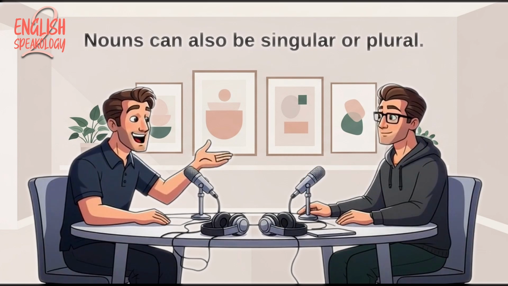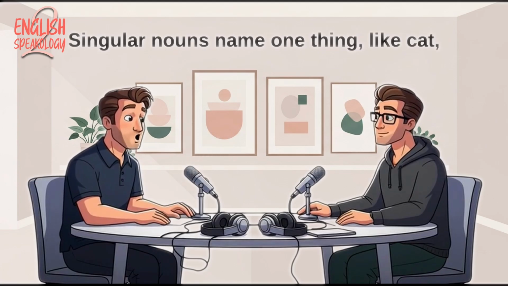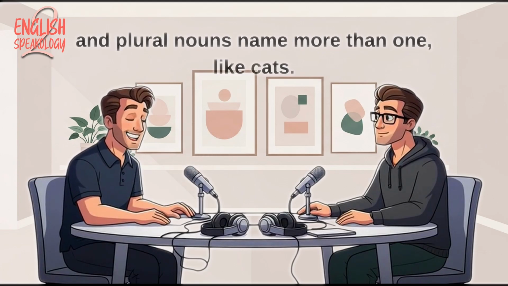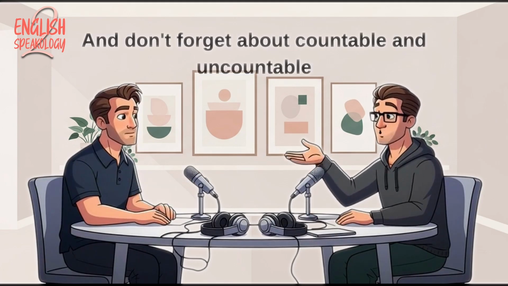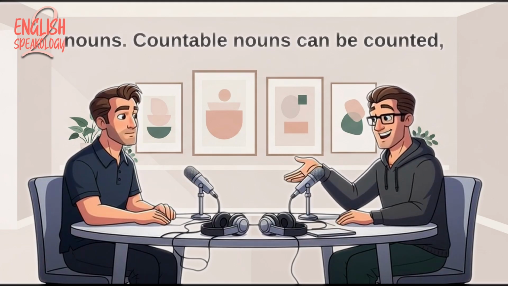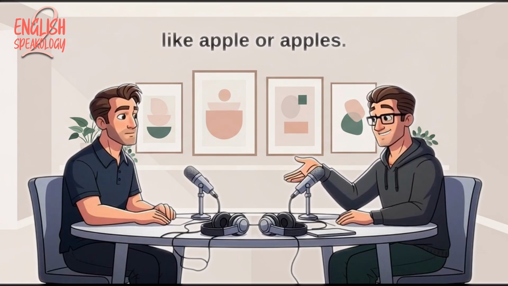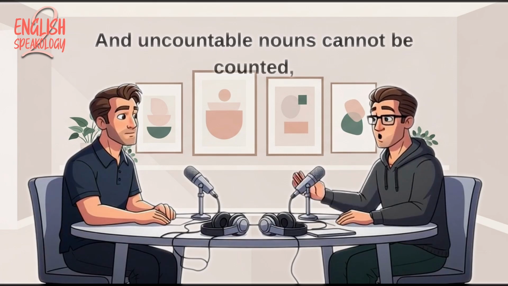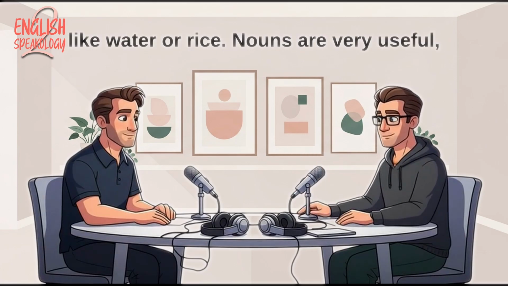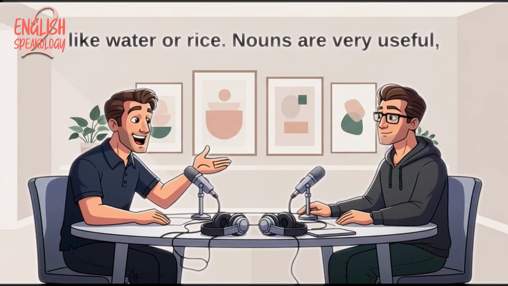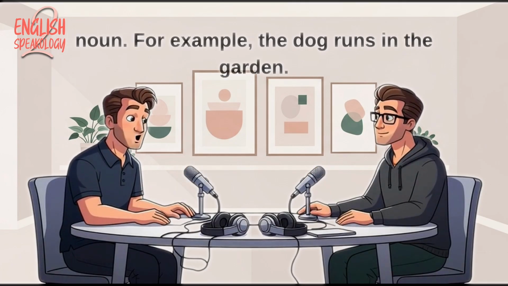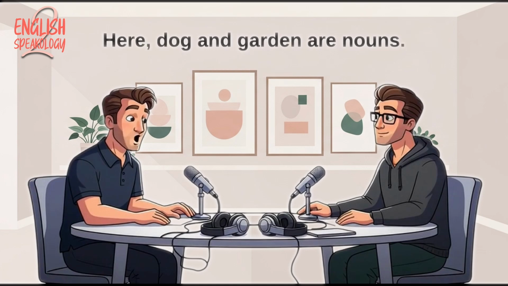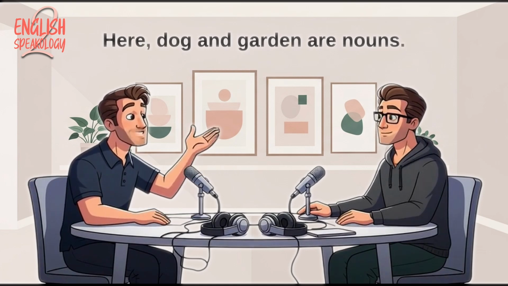Nouns can also be singular or plural. Singular nouns name one thing, like cat, and plural nouns name more than one, like cats. That's correct. And don't forget about countable and uncountable nouns. Countable nouns can be counted, like apple or apples, and uncountable nouns cannot be counted, like water or rice. Nouns are very useful because almost every sentence needs at least one noun. For example, the dog runs in the garden. Here, dog and garden are nouns.